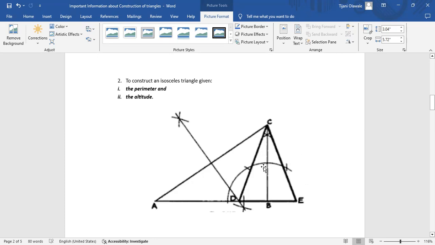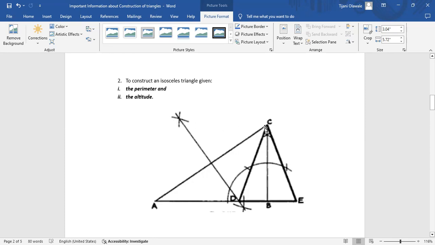So let me recap what I've said for you to get it again. I said when we are given the perimeter and the altitude of the triangle, what we need to do is to divide the perimeter by 2 and we draw half of it. So this line AB is half of the perimeter. Then you erect a perpendicular at B. Then you make BC equal to the altitude given.